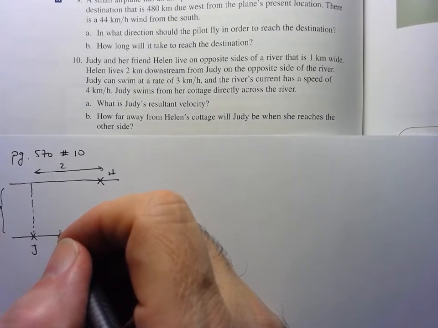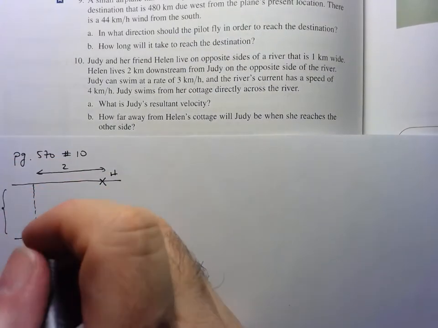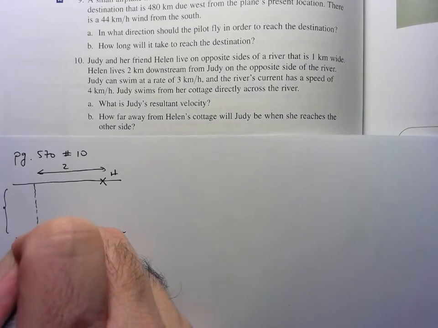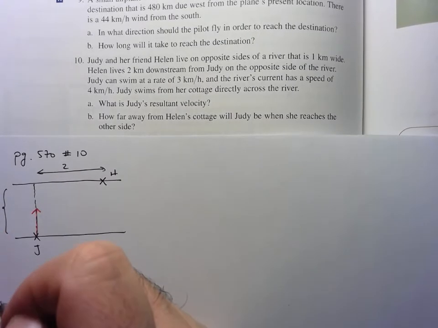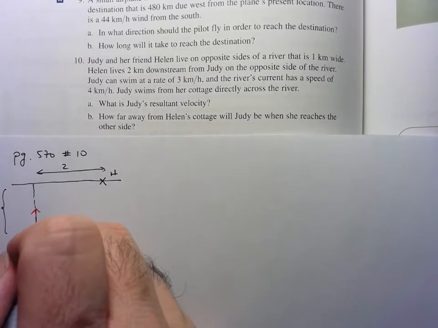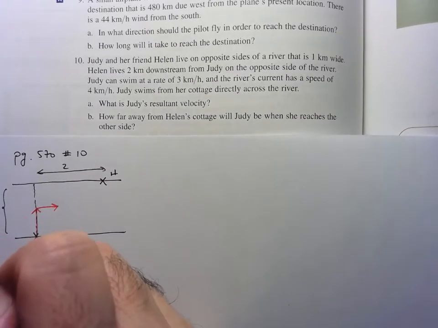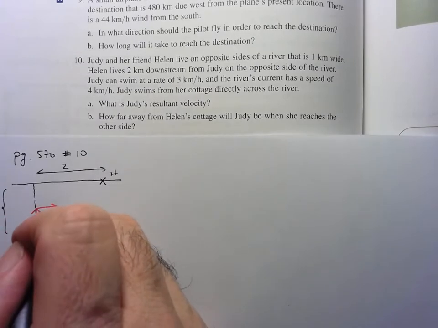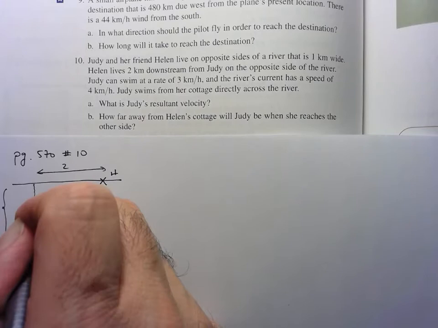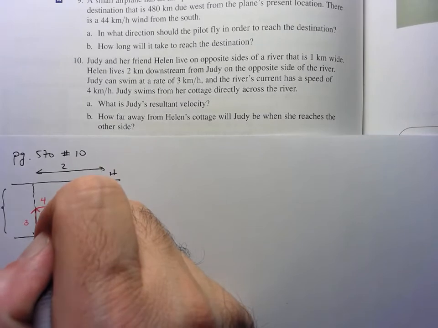It says Judy swims from her cottage directly across the river. So what this gives us is Judy's water velocity, how quickly she's actually swimming and in what direction. She's swimming in that direction. But of course, because of the current, this is not going to be her resultant velocity. Her resultant velocity is going to be the sum of these two vectors. I probably should have made the sizes a little different, because this ends up being 3 and that ends up being 4, and so her resultant velocity looks like this.